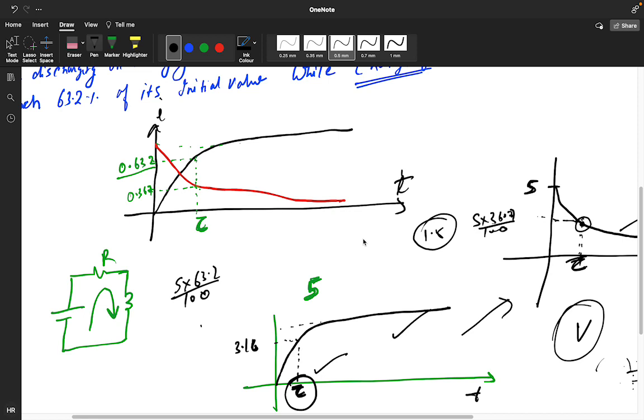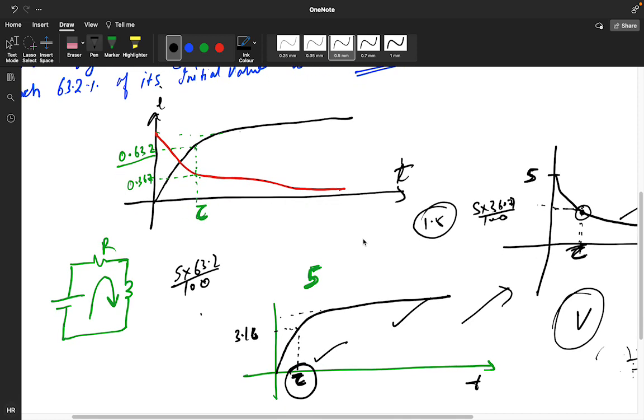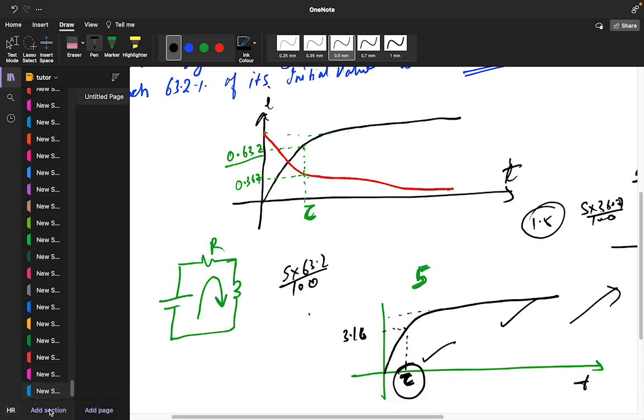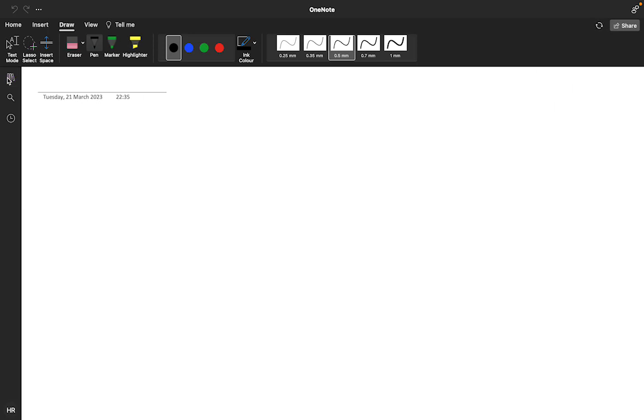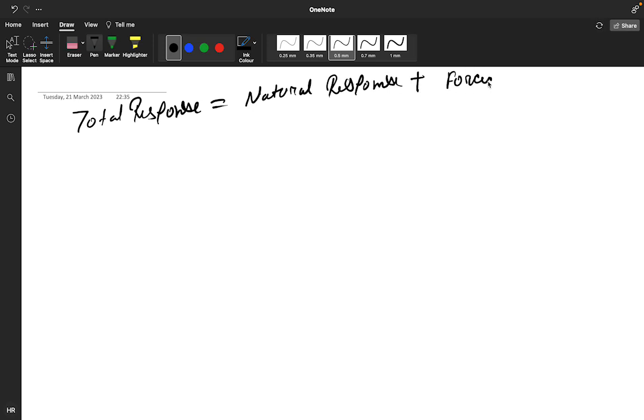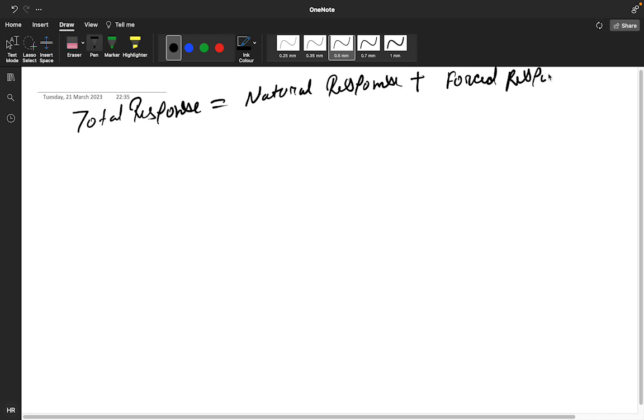so write one thing, total response. What is the meaning of a total response? Total response is nothing but natural response plus forced response.